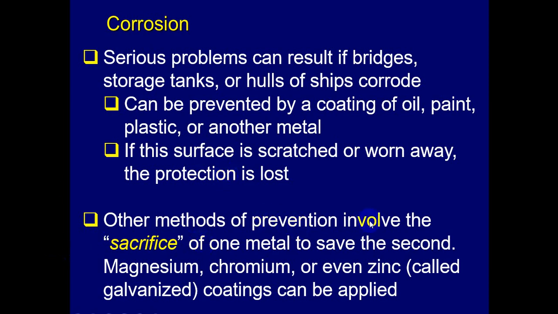Other methods of prevention involve the sacrifice of one metal to save the second. Magnesium, chromium, or even zinc can be used to coat other metals, and this process is called galvanization.